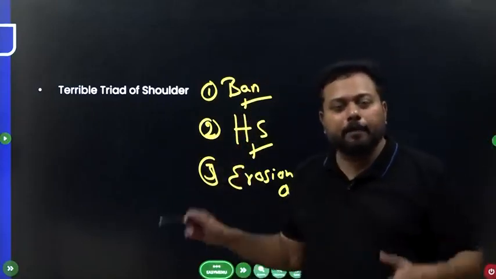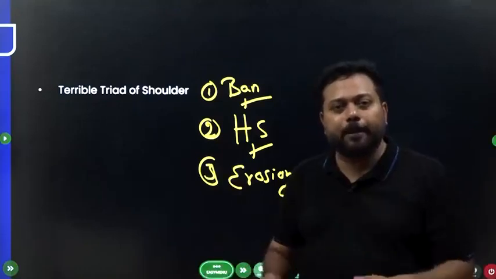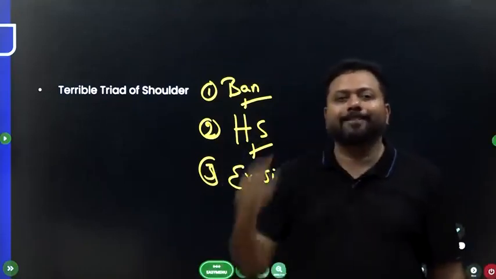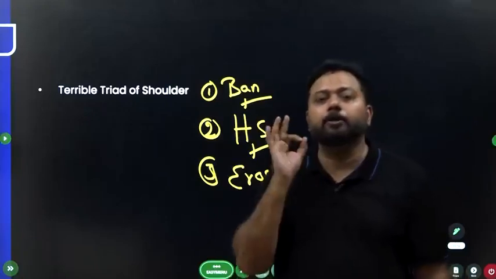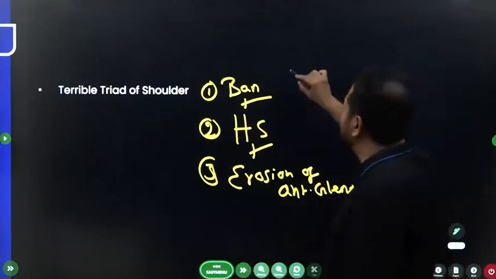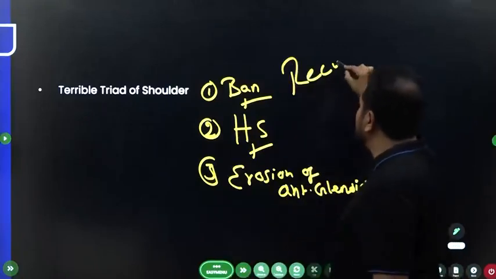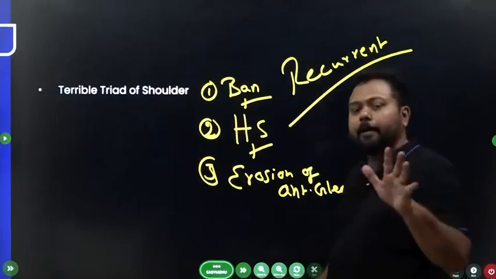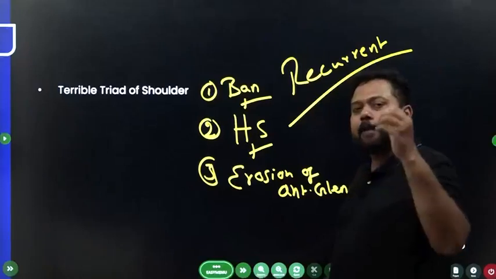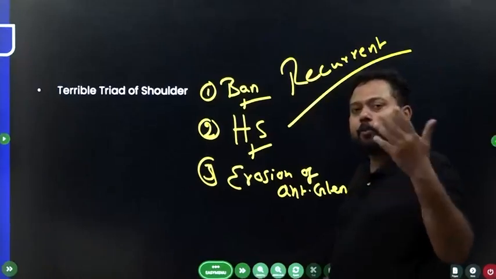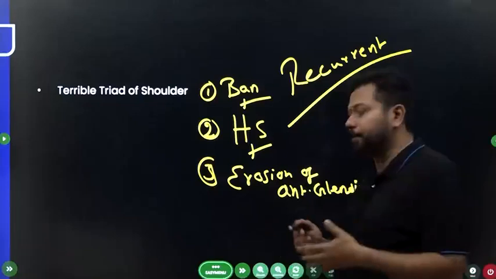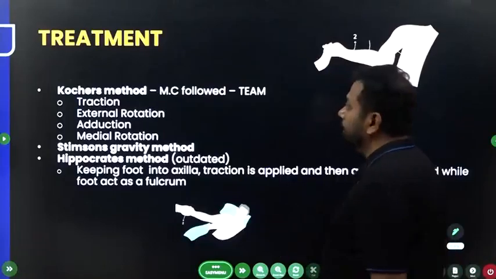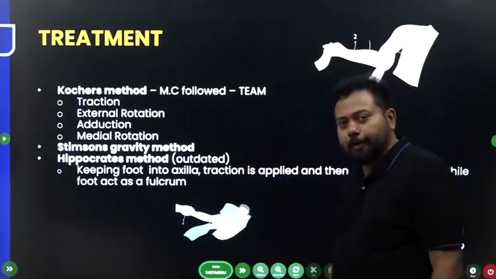Why? Once they develop these lesions together in the same side shoulder, that will lead to the next important complication, recurrent shoulder dislocation. Simple shoulder dislocation will become recurrent shoulder dislocation. Once recurrent shoulder dislocation has happened, it is problematic for the patient, and it is problematic for the surgeon. So the word used is unhappy triad. Okay, good. Then coming to treatment of shoulder dislocation.